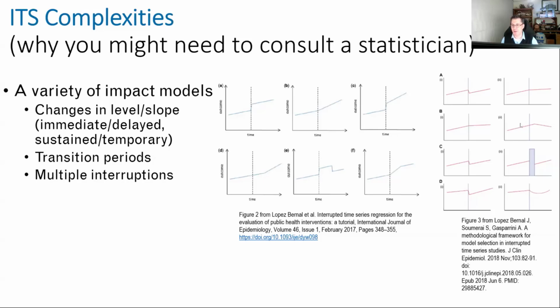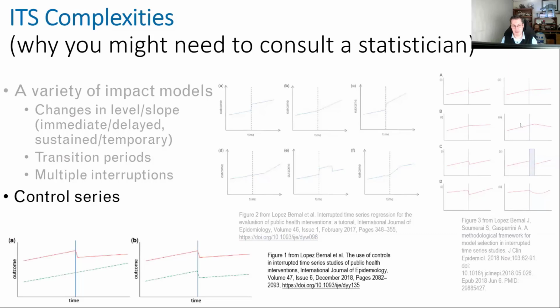There's all sorts of different ways this can happen. And this will require not just statistical support, but we also need people who actually know what the data should be looking like and how they might expect things to go. So some clinical expertise as well. We could also have multiple interruptions. So there's lots that can happen here.